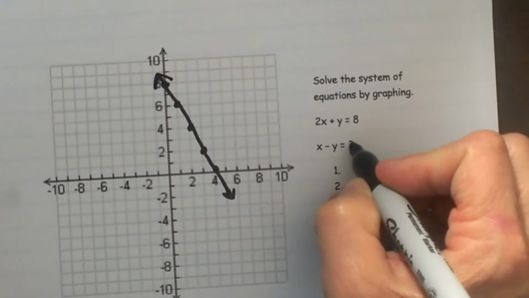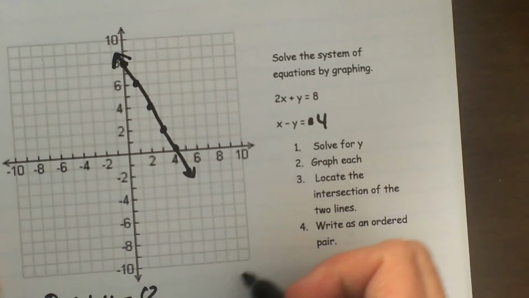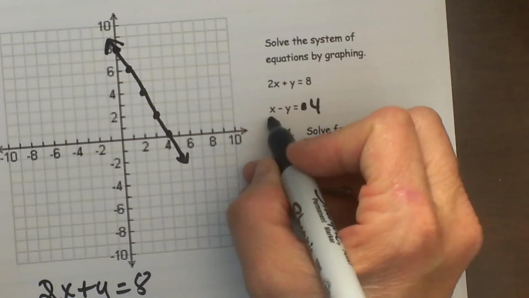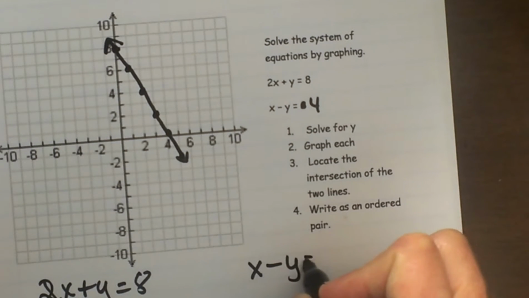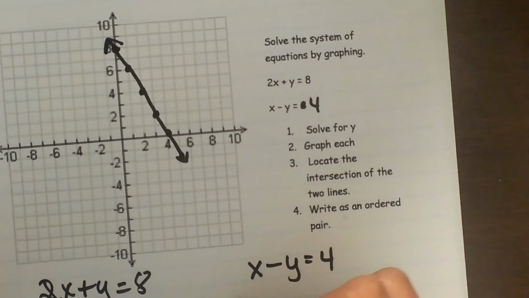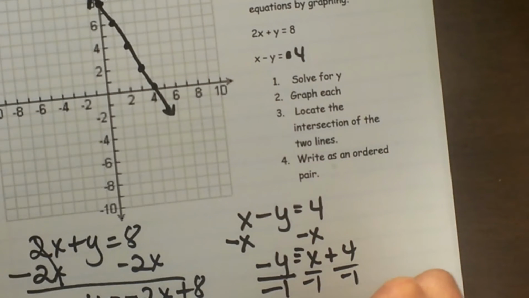Okay, now this one I'm going to change to a 4 right here just to make it a little bit nicer. Sorry about that. So we've got y minus x is equal to 4. Let's take that one. y minus x is equal to 4. I'm going to subtract my x, and I get negative y is equal to negative x plus 4. And then I'm going to divide both sides by negative 1. And I get y equals, 2 negatives make a positive, x. And then 4 divided by negative 1 is negative 4.